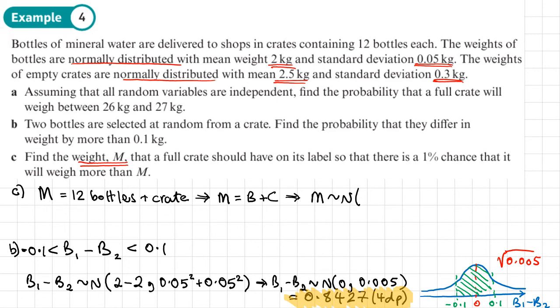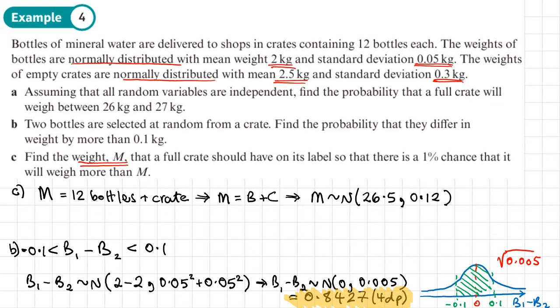Now I believe we had a mean of 26.5. That came from doing 12 times 2 plus 2.5: 12 bottles, 12 times those means, plus the mean of the one crate. And then the variance of the full crate, well, that would have been 12 times 0.05 squared plus 0.3 squared, and that gave us a value of 0.12. So this was from part A, so you could always rewind and go back.